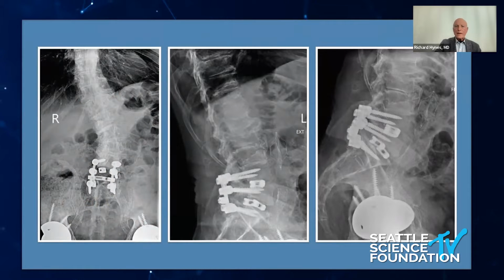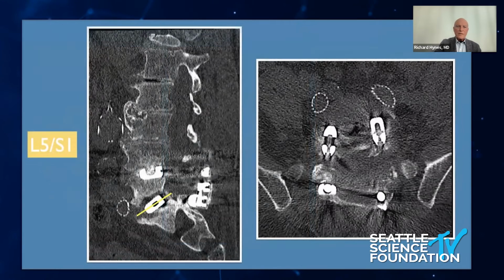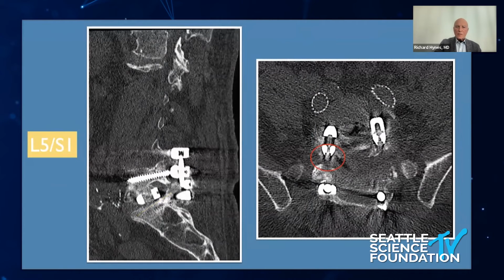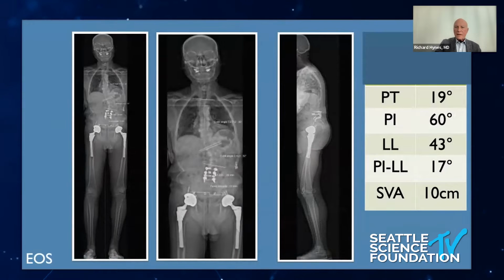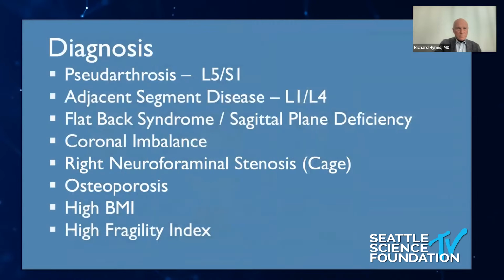She has somewhat of a flat back, but not totally flat. You can see the implants at L5-S1 are completely floating, and the one on the right is actually in the foramen. So this is a lot of problems in one patient. We're looking at a high SVA in this patient, although there's not a great mismatch. So this patient has pseudoarthrosis at L5-S1, adjacent segment disease at L1 to L4, flat back to some degree with a sagittal plane deficiency, coronal imbalance, a right neuroforaminal stenosis, osteoporosis, high BMI, high fragility index. I think I need to send this patient to Dr. Uribe to fix this, because this is a difficult problem.